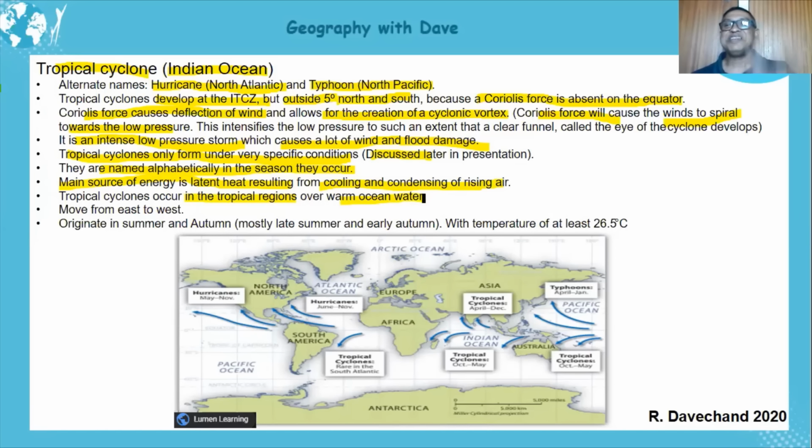They move from east to west. Can you see the movements here? East to west. Some people say northeast to southwest, but the general direction is east to west. All right, they originate in summer and autumn, mostly in late summer and early autumn. Of course, the temperature must be at least 26.5 degrees Celsius. I'm going to repeat that.